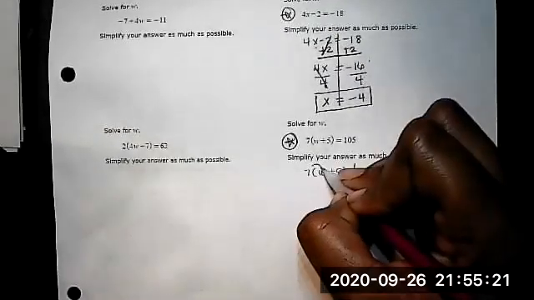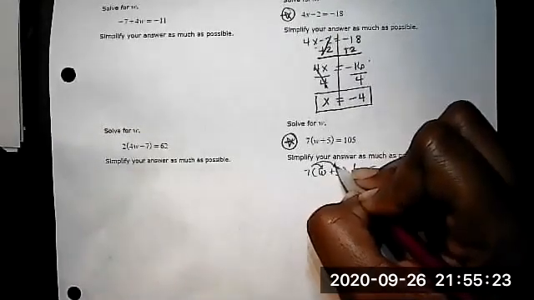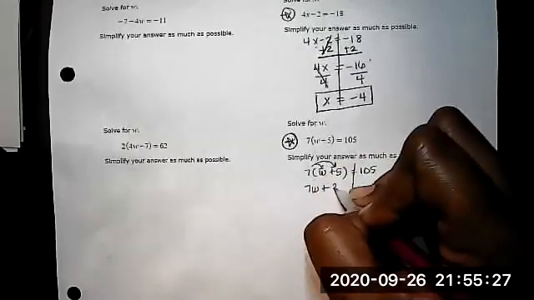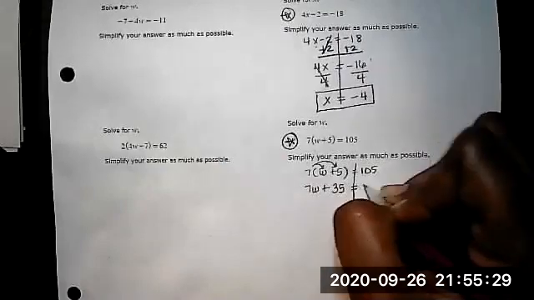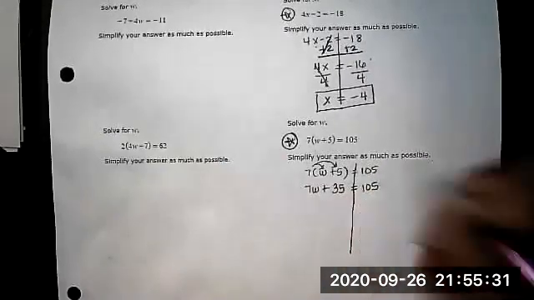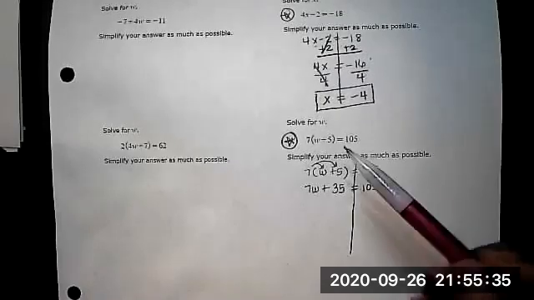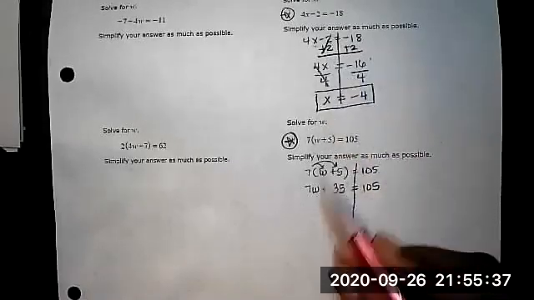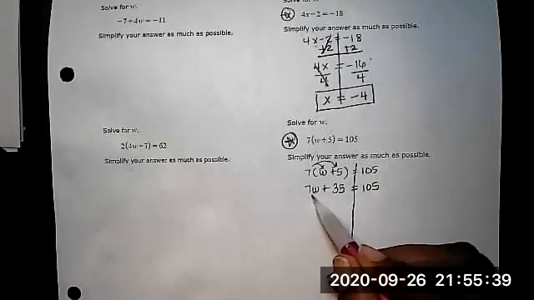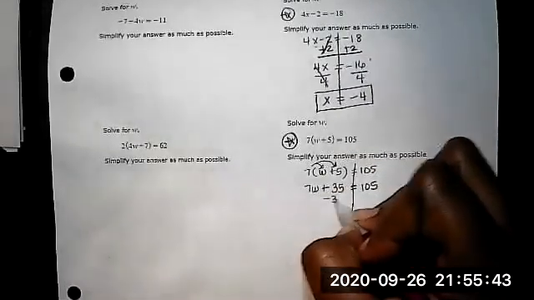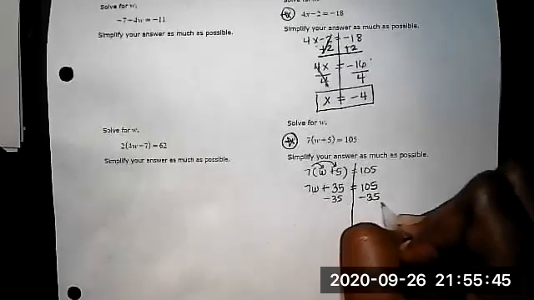We're going to multiply 7 times W, and then 7 times 5. This becomes 7W, plus 7 times 5 is 35. And just bring down that 105. Now it's a basic 2-step equation, kind of like what we did up here. I'm getting rid of the number that's attached to the variable. I'm getting rid of that 35, subtract 35 from both sides.